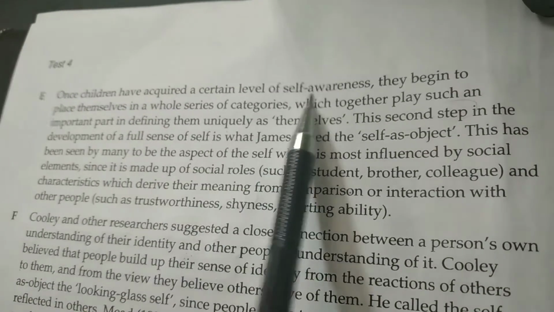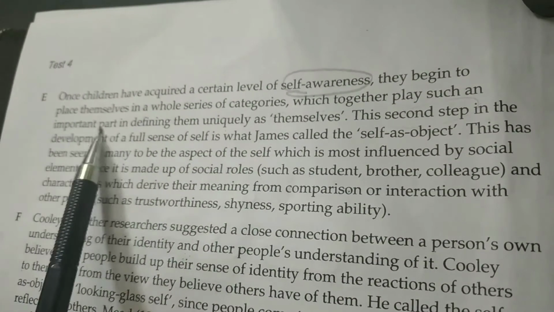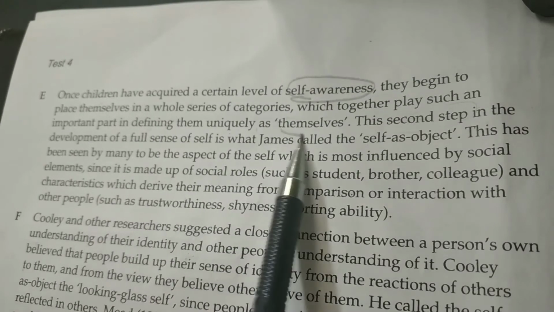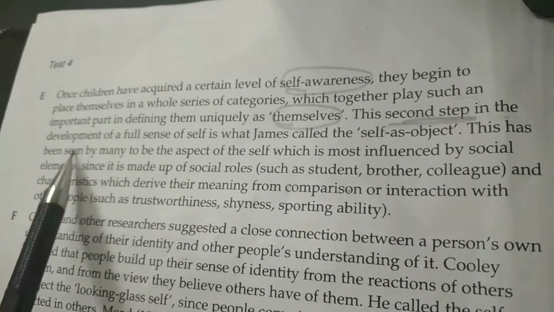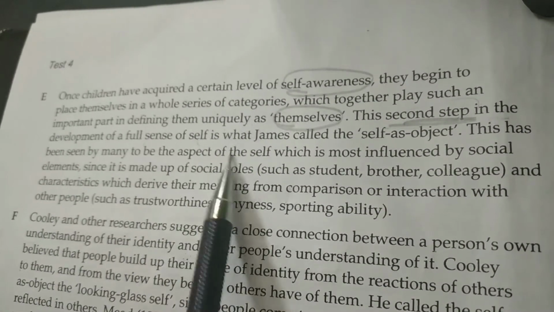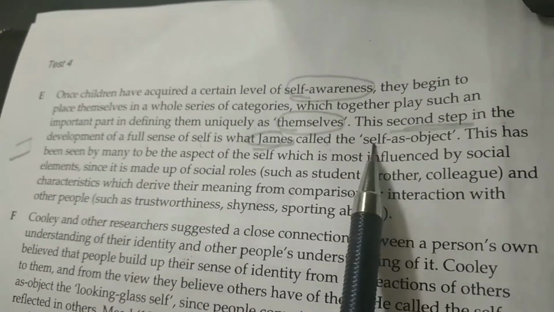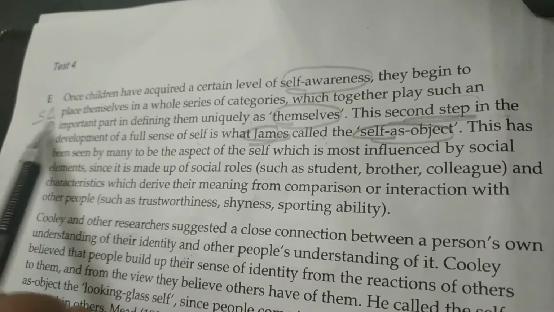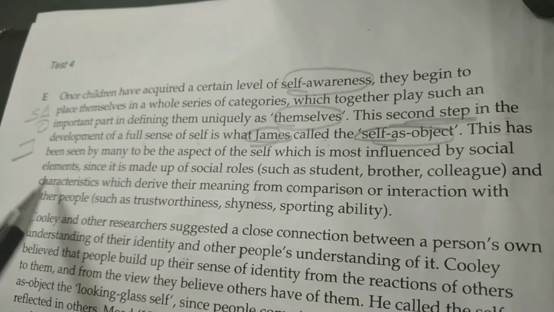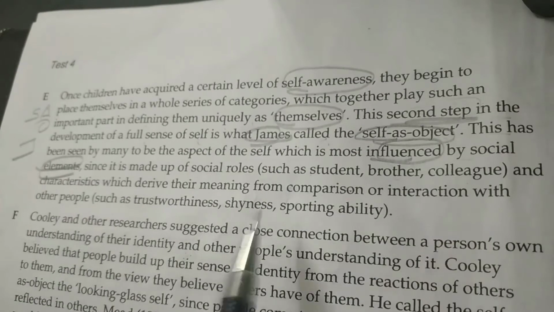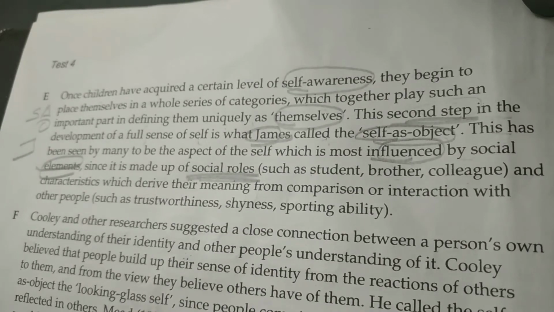Once children acquire certain level of awareness to begin to place themselves in the whole series of the categories and the play and the search as important part of defining them uniquely as themselves. Now they have started to define themselves. The second step is the development of the full sense of self, is what? James. Now again the mention of James is there for the other questions to save you time. Called the self as a object. Now here self as a object information has been started. This has been seen by many to be the aspect of the self and with the most influenced by social elements. There is some kind of influence by social elements on that since it is made up of the social roles. Okay, social roles are there.